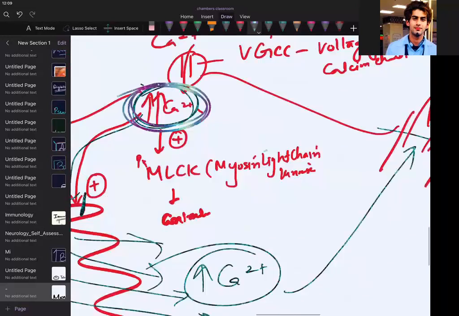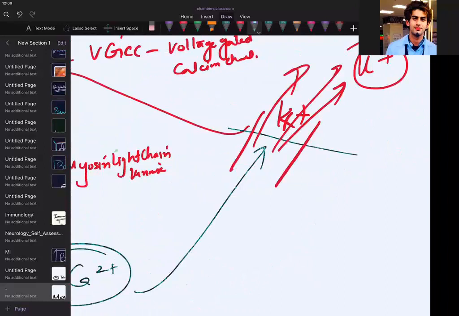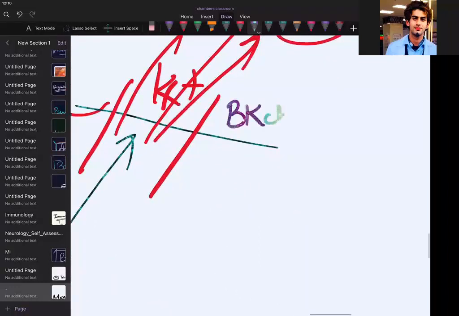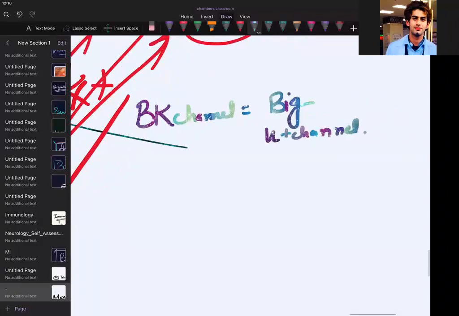So what is the name of these potassium channels? Not VG or VGCC, voltage gated. These are BK channels. What is a BK channel? Simple words, big potassium channel. And through this big potassium channel, potassium efflux will happen at a higher rate. That's why big potassium channels.